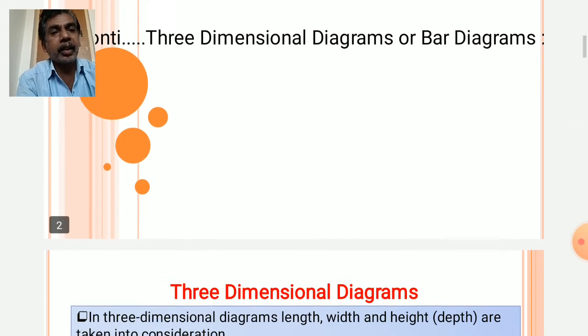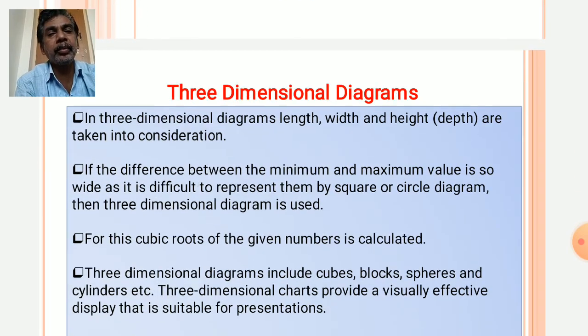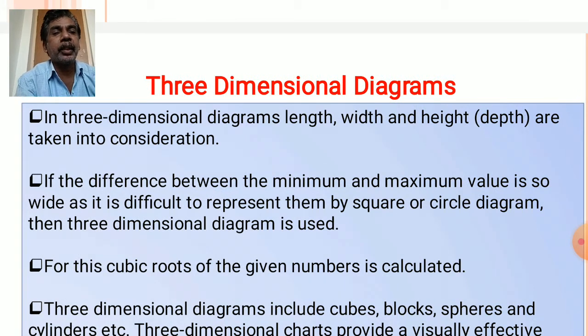Three-dimensional diagrams are also called bar diagrams. Three-dimensional diagrams consist of length, width, and height or depth, and these are taken into consideration while drawing them. They are used for representing statistical data.